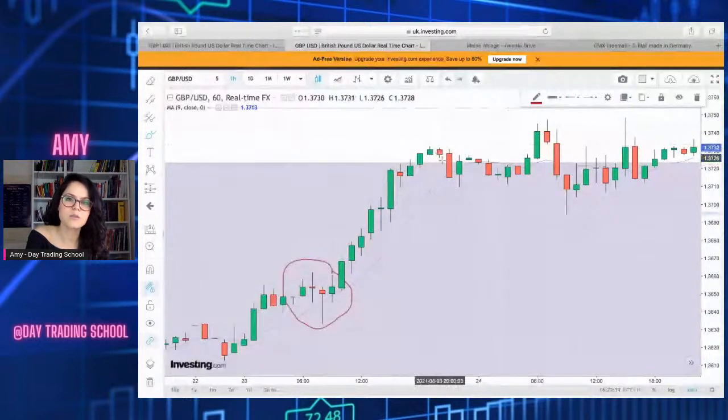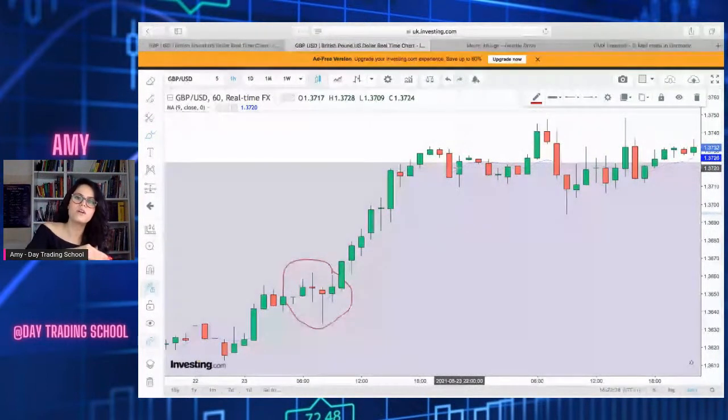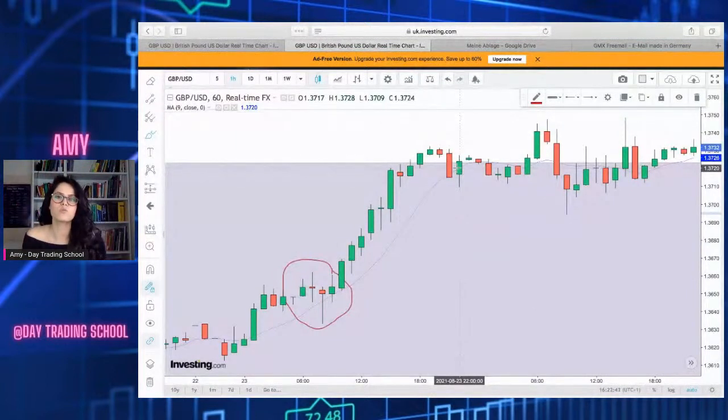I mean, look at these candlesticks. They are indecisive and they're exhausted. Why? Because the day before, there was a steep movement to the upside. Obviously, anyone would be exhausted after that. Right? Sorry.